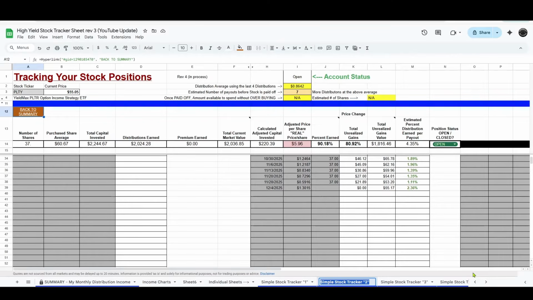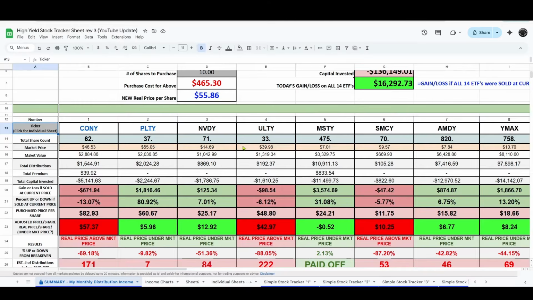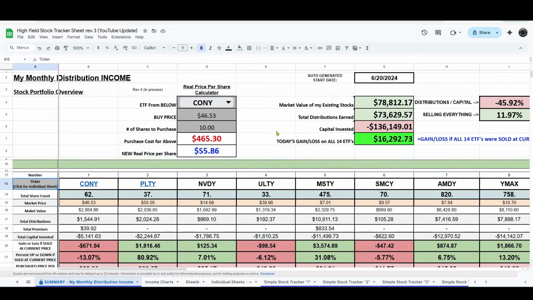But now with these links that take you back and forth between the sheets, it really doesn't matter what it's called across the bottom, because you can just always use the summary page as basically your home page, as that is your link to all the individual sheets. Nice, quick, and easy. So that will also be a new feature that will be part of Rev 4.